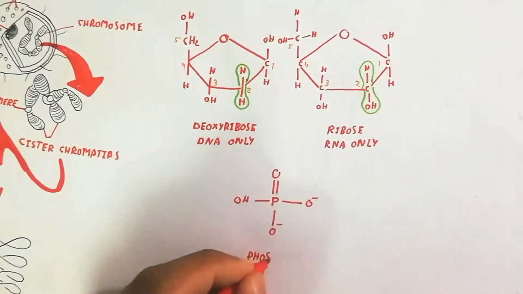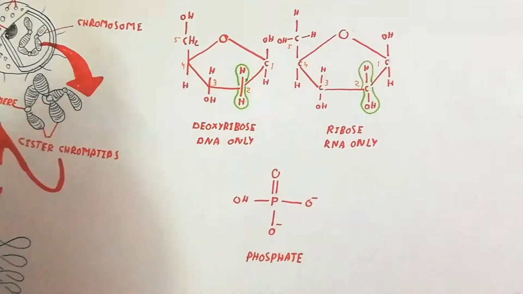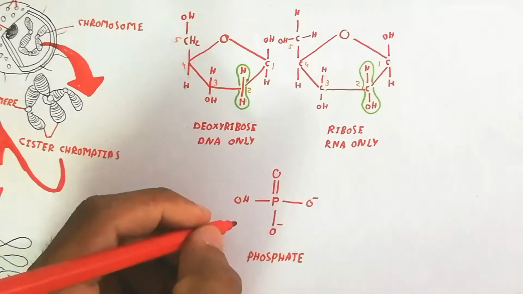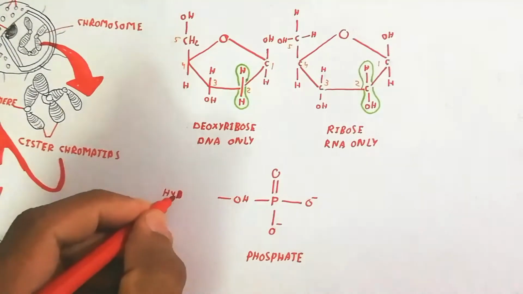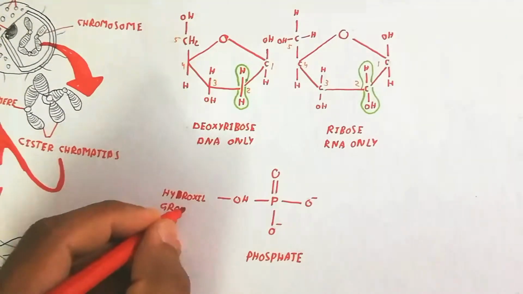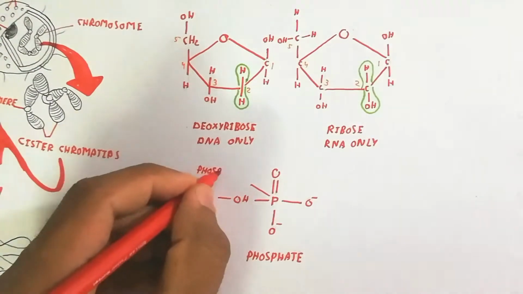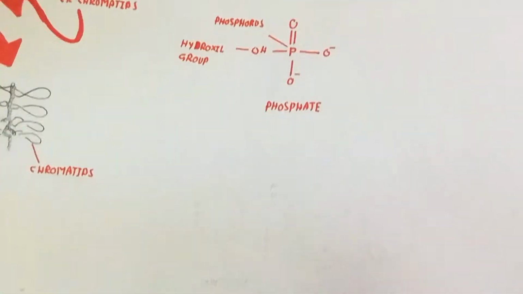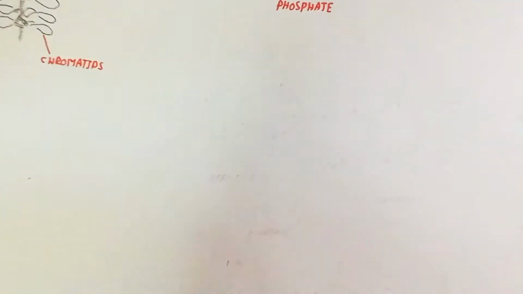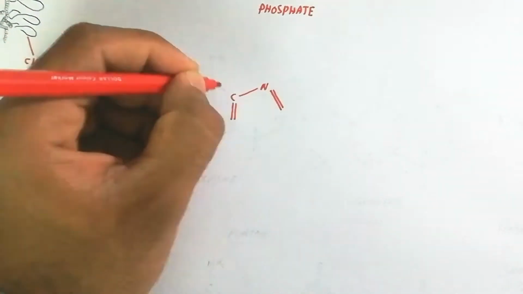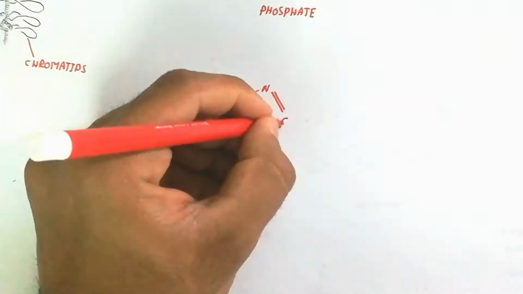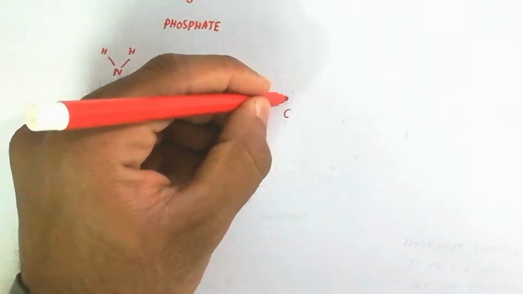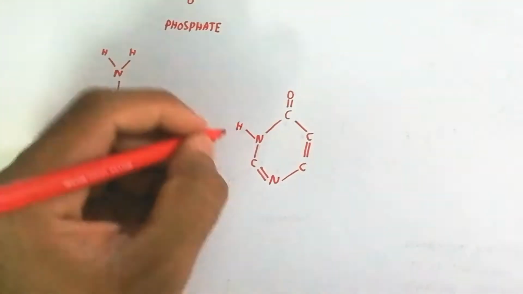Another component is known as the phosphate group. It contains a hydroxyl group and 3 oxygens, with 1 double bond, and that is the basic structure of the phosphate. Now we will talk about the nitrogen species, which are also present.